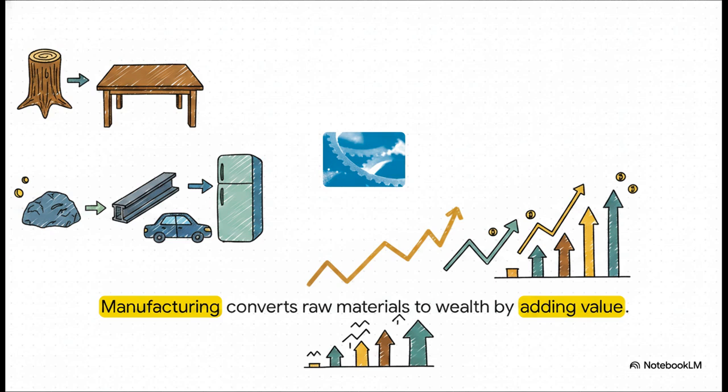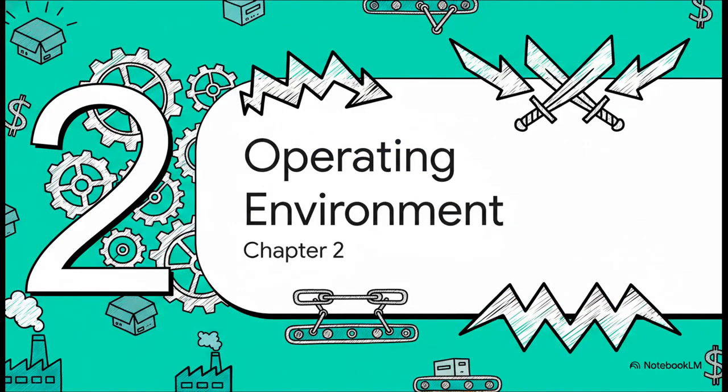Manufacturing converts raw materials into wealth by adding value. It's the ultimate transformation process. We create wealth by taking a raw log and turning it into a beautiful dining table. We take that iron ore, turn it into steel, and then mold that steel into a car. At every single stage of this conversion process, we're adding value, making society wealthier, and quite literally raising our standard of living.